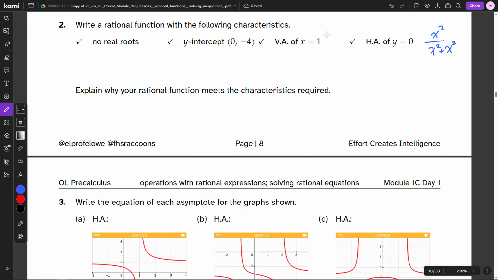Vertical asymptote of x equals 1, that means I need to end up with x minus 1 in the denominator, right? That means that the denominator has to have x minus 1 in it, so I can have a vertical asymptote of x equals 1. Okay? Then if my y-intercept needs to be (0, -4), that means that my function has to be equal to -4 when x is equal to 0.